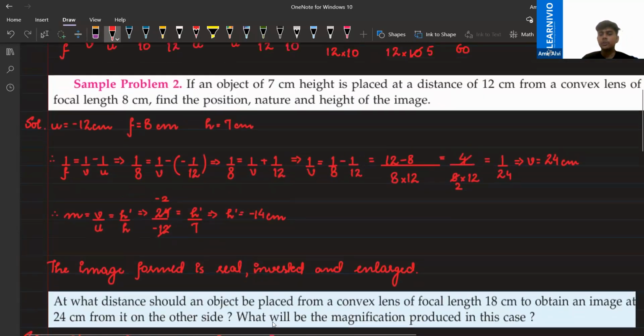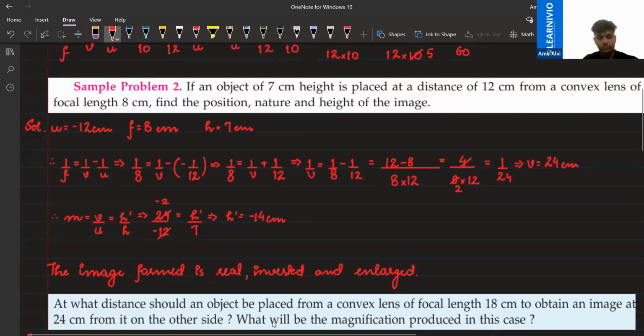Please try to solve this question. Let me know the answer. Sir, can you scroll down a bit? I can't see the question. Sure.